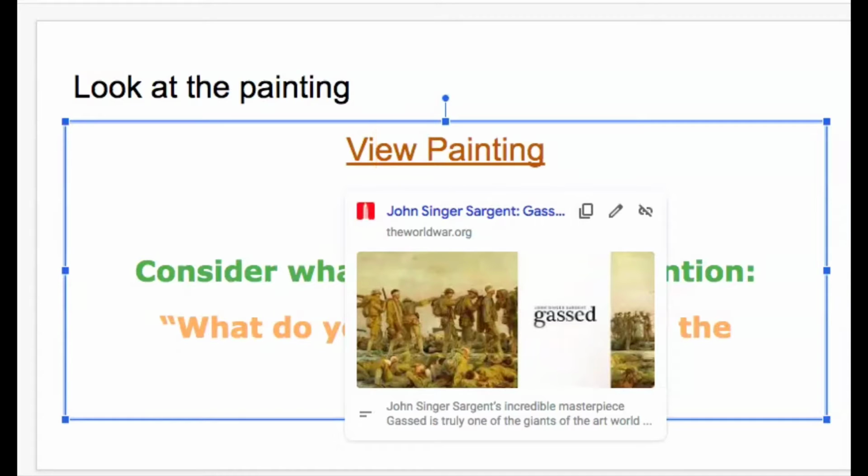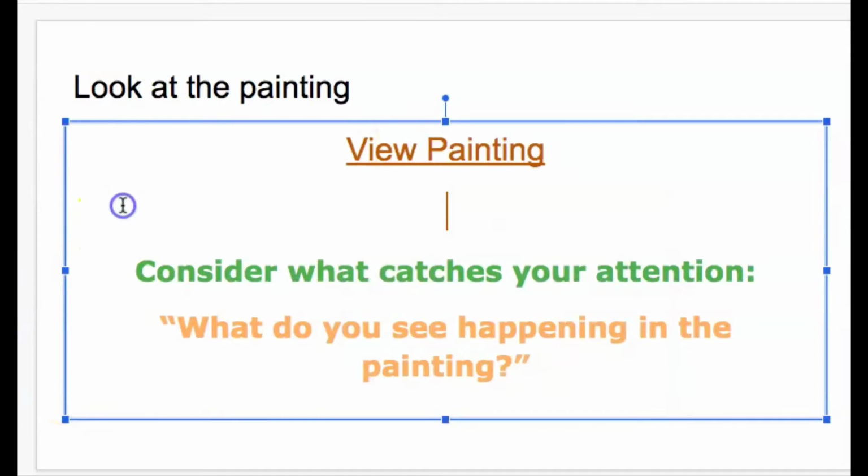Today we're going to look at the same painting that we discussed yesterday, but this time we're going to ask ourselves to consider what catches your attention. What do you see happening in the painting? And then we're going to jot down some of those observations inside of our discussion board.